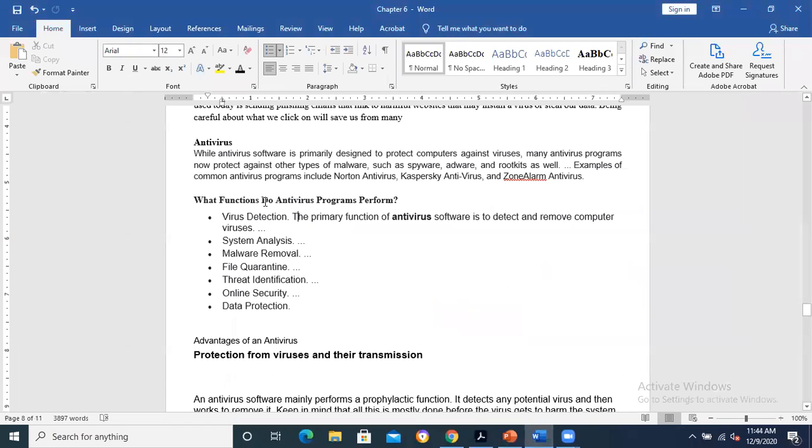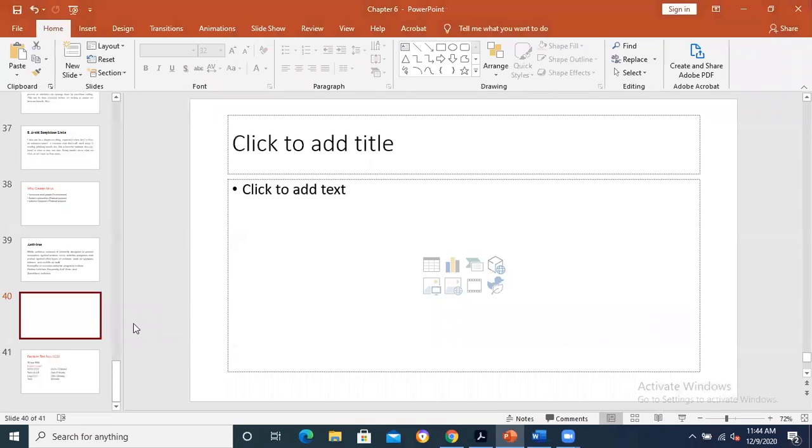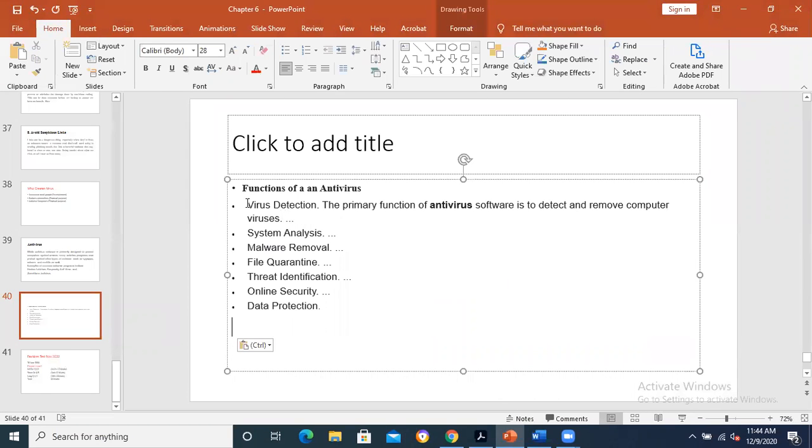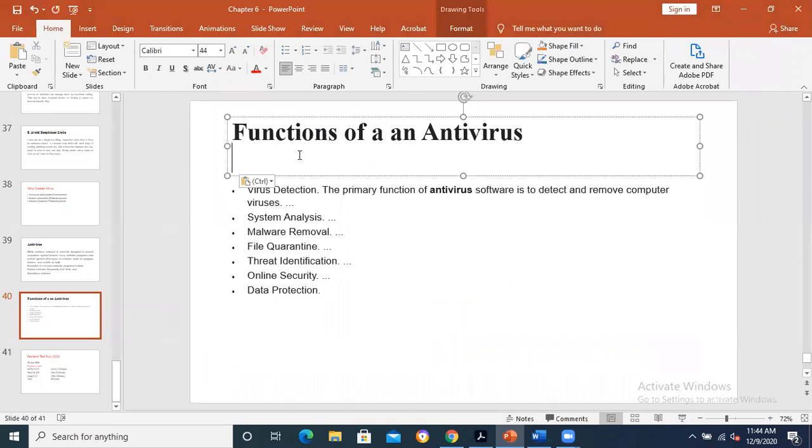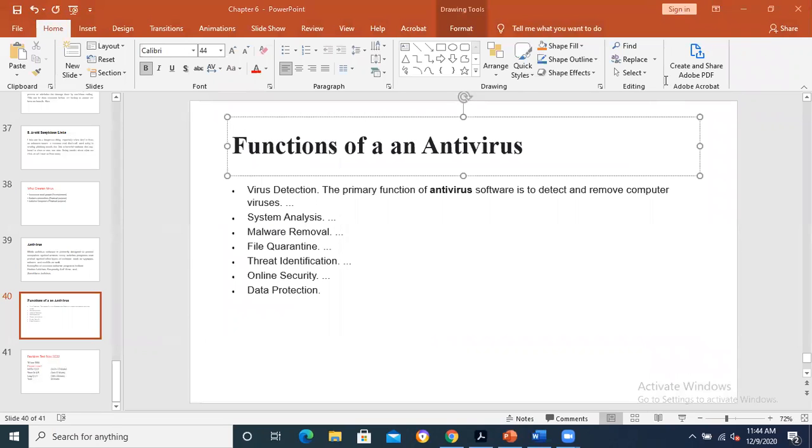Now, what does an antivirus do? Of course, antivirus is going to perform some important functions in your computer system. So it may be asked what the functions of an antivirus are. These are the functions that we have mentioned over here, the basic functions performed by antivirus software. If a question comes in your exam, what does an antivirus do, it means they are asking about the functions. These questions could be asked in different ways.